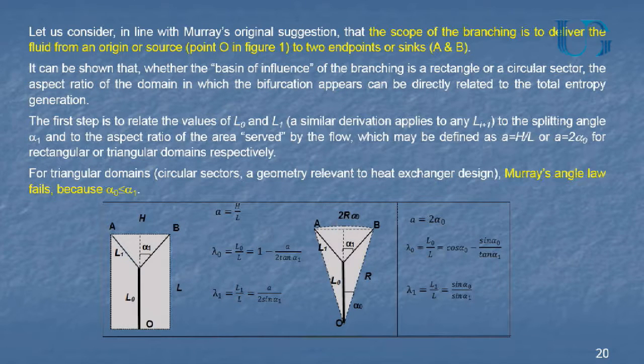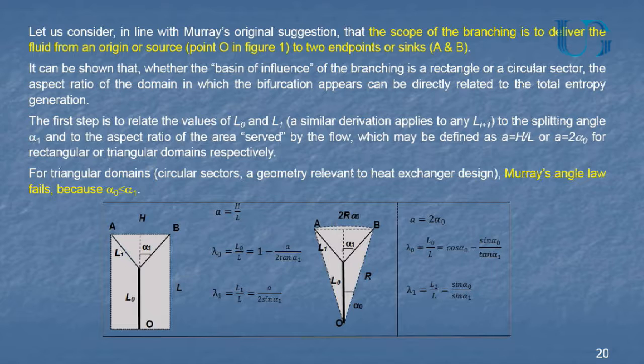Alpha 1 becomes equal to alpha 0 when L0 gets to 0 and there are only two L1 branches. So it's a limiting case. This tells you that for triangular shape, the Murray cosine law, which I showed you before, does not apply.